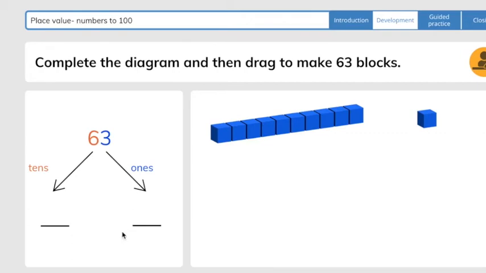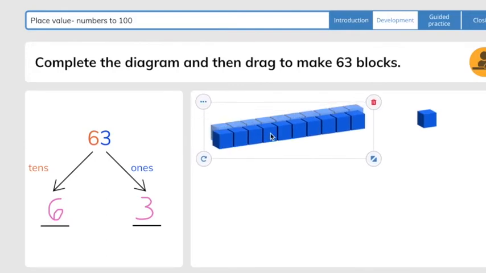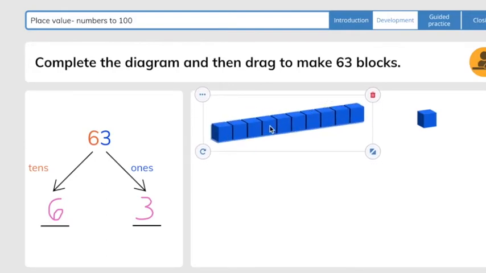Alright guys, so we're going to make a diagram this time with the number 63. Okay? So how many tens do we have in the number 63? We have 6 tens. So we are going to put a 6 here. How many ones do we have in the number 63? We have 3 ones. Alright guys, so our number is 63, and now we are going to make 6 rods and 3 ones blocks. Ready?